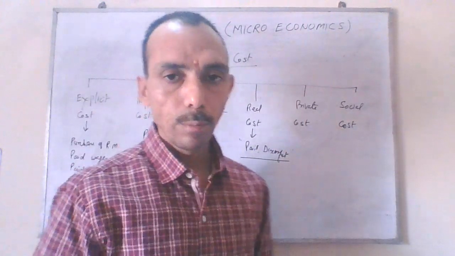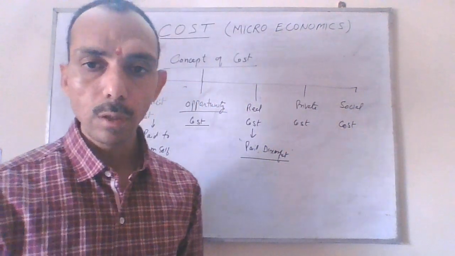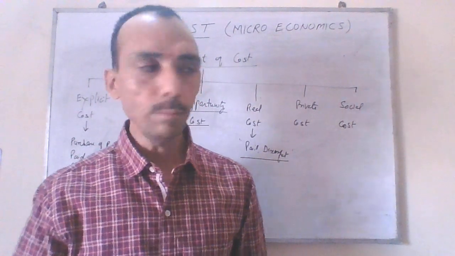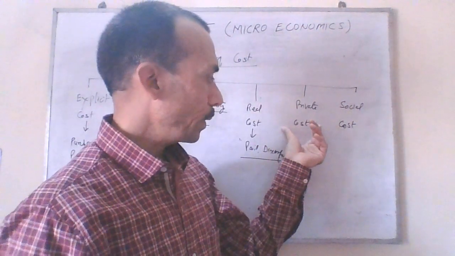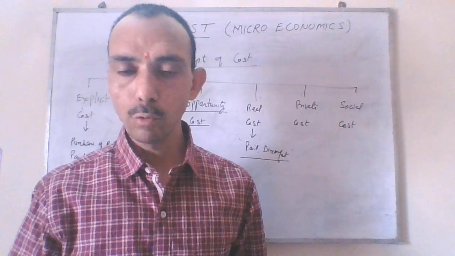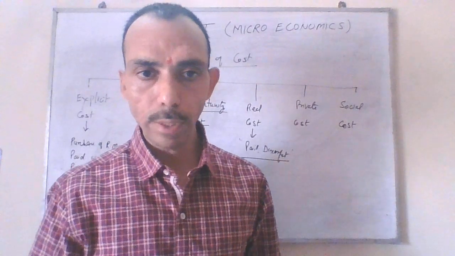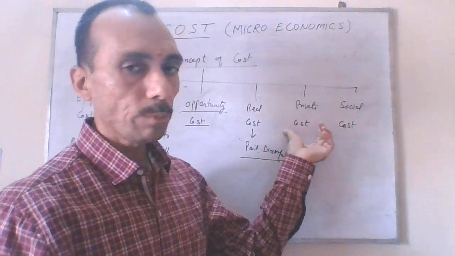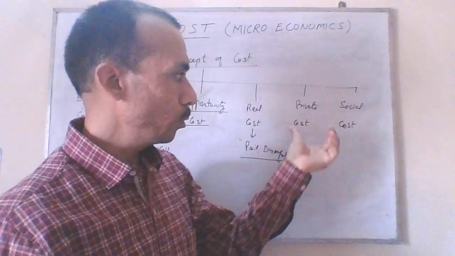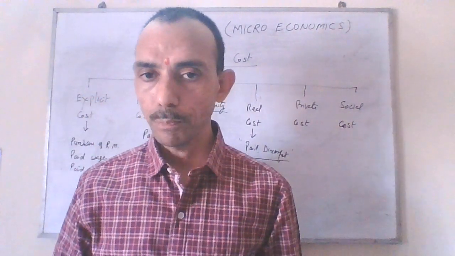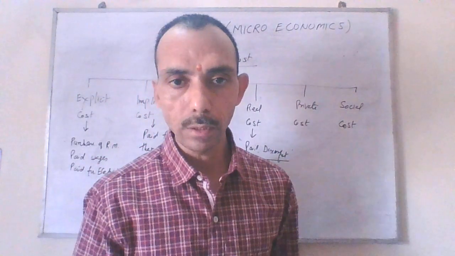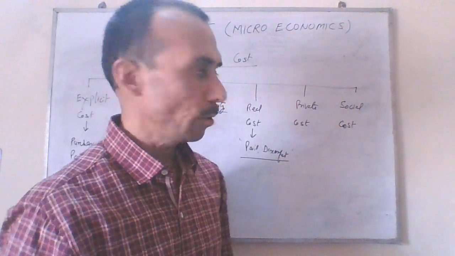Private cost. Private cost is the cost which is borne by the entrepreneurs themselves. Say any advertising expenses borne by a particular firm to promote their own product is a private cost, which is paid by the firm themselves to promote their own product, or say the purchase of machinery, etc. That is their internal cost or private cost.